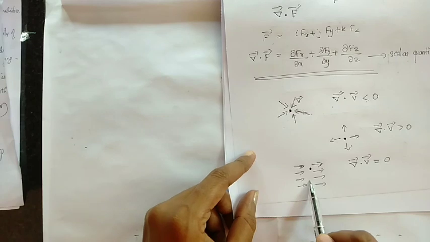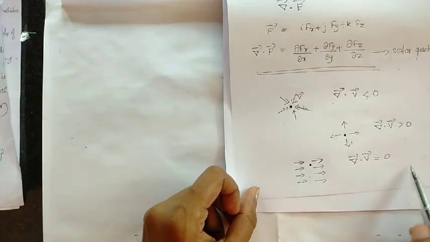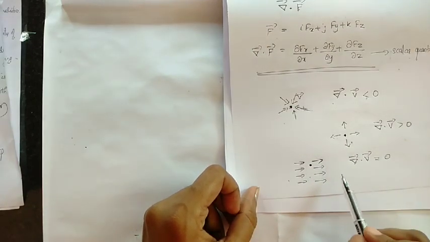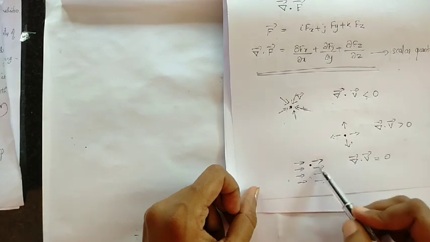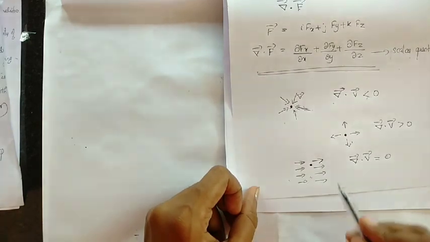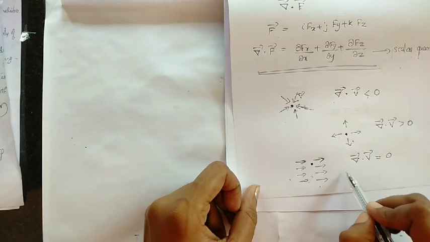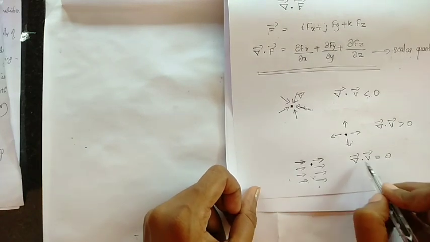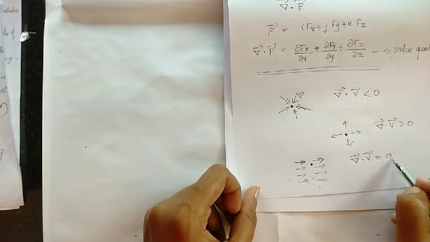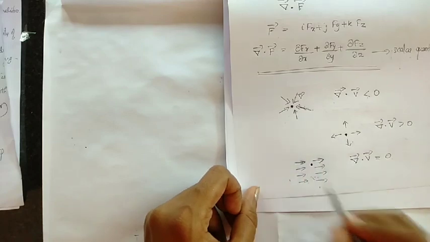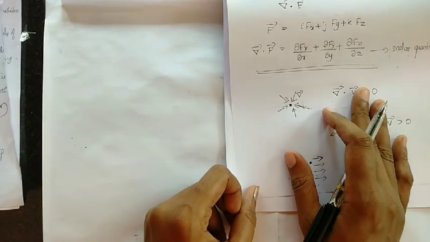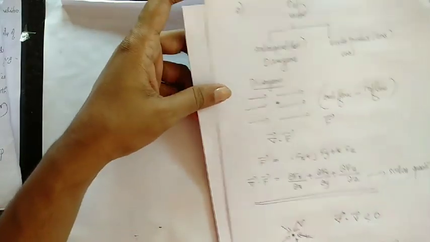In the third figure, the net outflow, that is outflow minus inflow, is 0. Whatever is coming to a point is flowing out of that point. So such a vector field is said to be solenoidal. If del dot that vector field is 0, it is said to be solenoidal. So this is the concept of divergence. Next is curl.